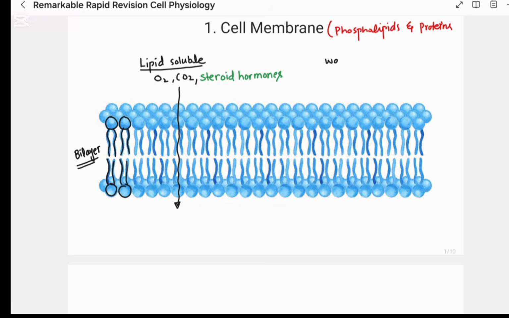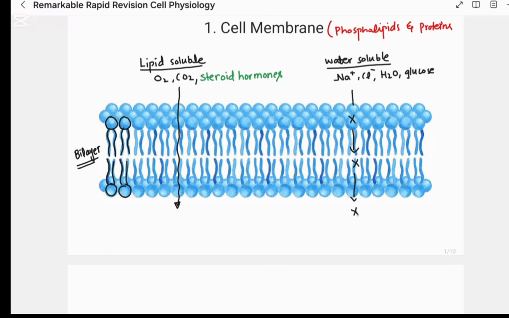And what about water soluble? So water soluble substances cannot pass because they are lipid insoluble. So example में you have charged ions like sodium ion, chloride ion, even water and glucose. So they need specific or specialized transporters to move across the membrane. So they cannot cross this cell membrane.